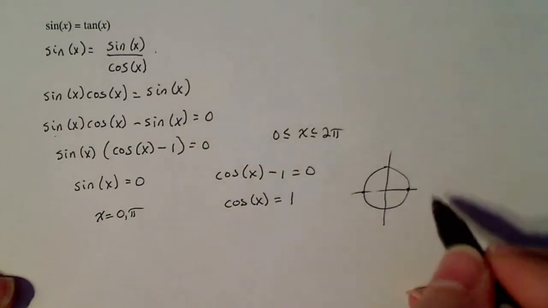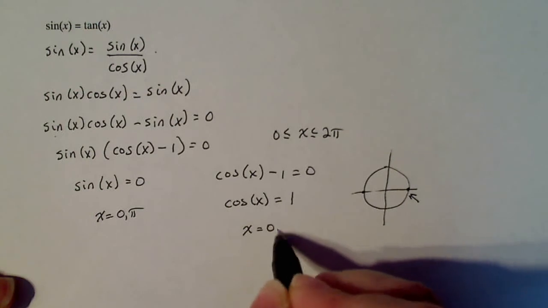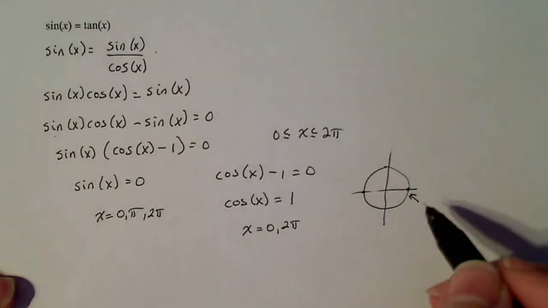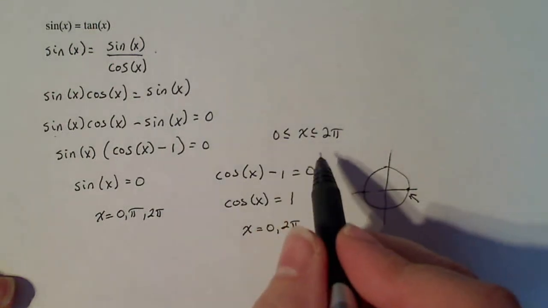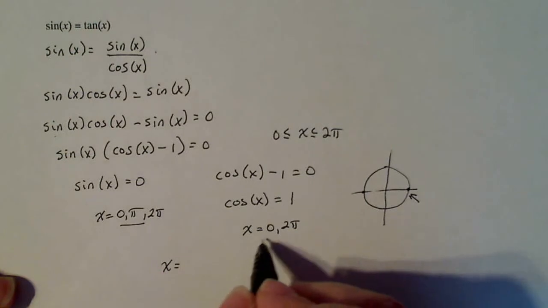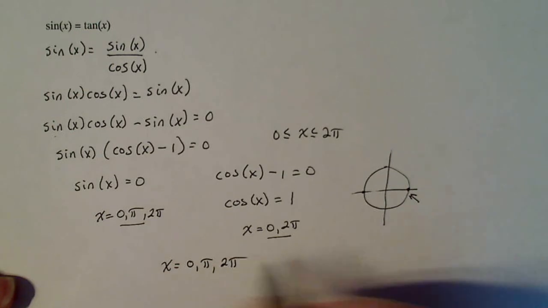So cosine x equals 1 just at this one point here, which is x equals 0 and 2 pi. Well, technically over here, this is 2 pi as well, because again, we're including both endpoints. So the total number of angles, it looks like these are the same angles pretty much. So the three angles that solve this are 0, pi, and 2 pi.